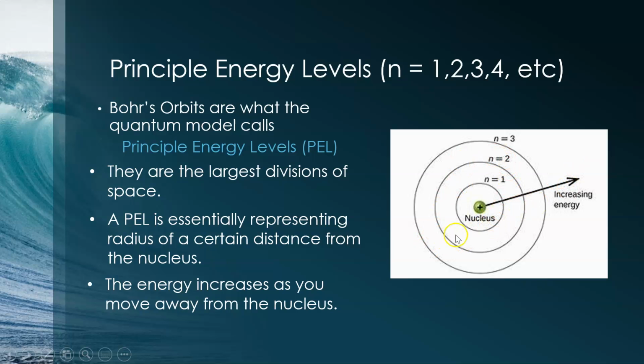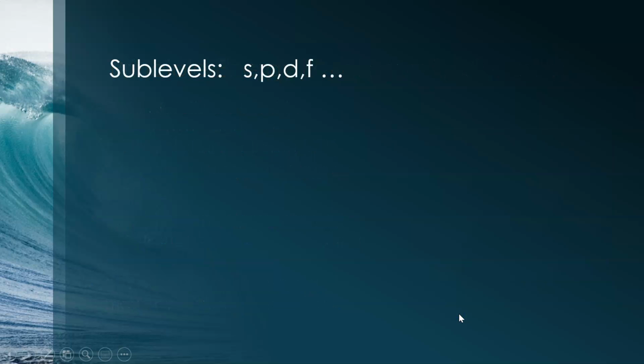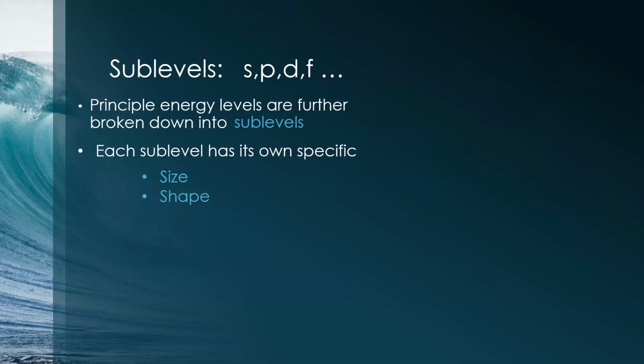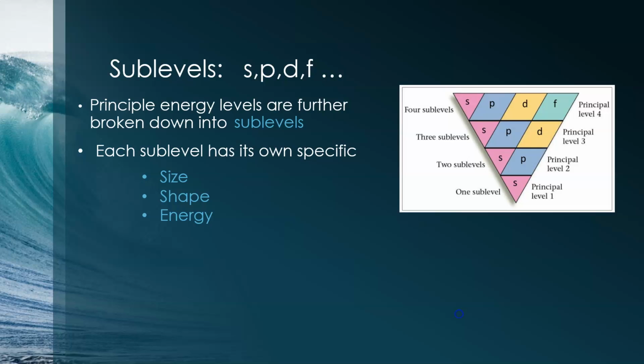But what Bohr didn't understand is that electrons don't just stay in this area. It's much more complicated. The organization of each of these rings, so to speak, is much more complicated. So here's the rest of the ideas. The principal energy levels can be broken down into what we call sublevels, and we give them letters, S, P, D, F, and so forth. The sublevels each have their own specific size, shape, and energy. We'll get into all of that.